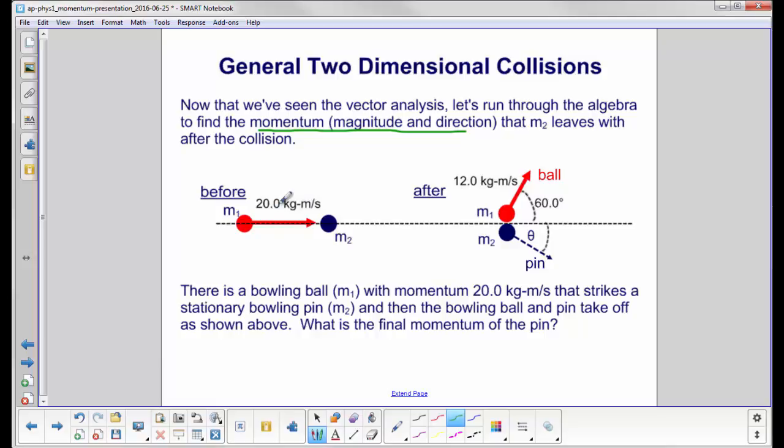You have a momentum here of M1, and then you have the momentum of M1 after the collision, and the angle it takes off with respect to the x-axis. The nice thing here is we don't have to worry about the masses because we're just calculating momentum, and the problem is find the final momentum of the pin.